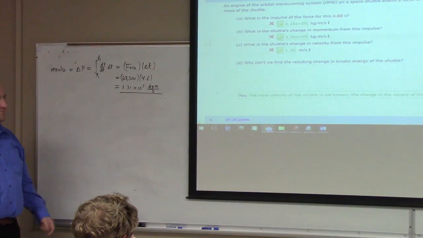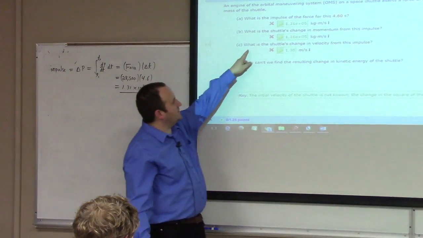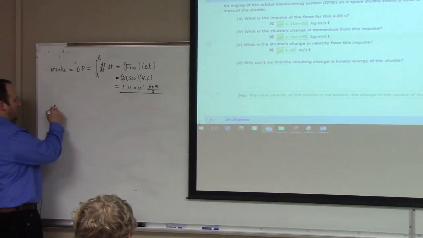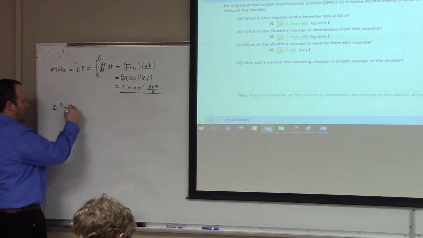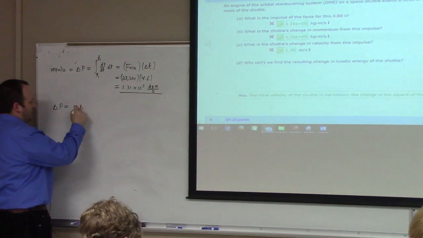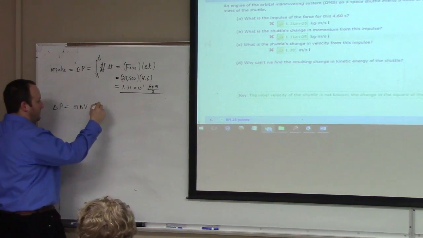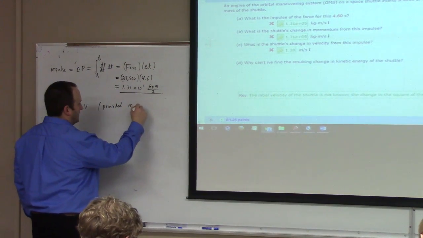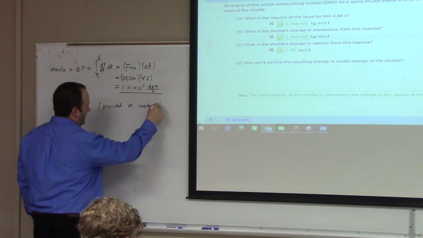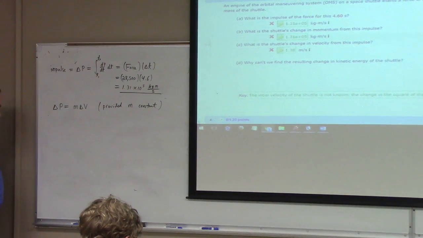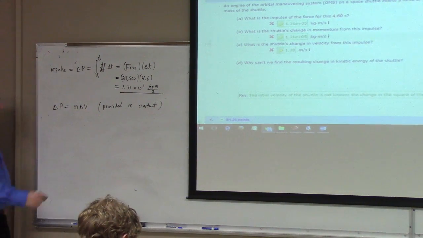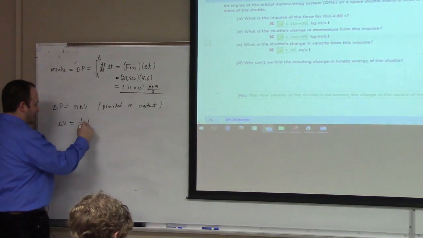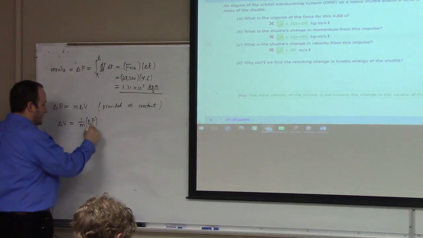The question? C, what's the shuttle's change in velocity from this impulse? Well, that's more interesting, right? So the change in momentum is equal to mass times the change in velocity, provided what? They didn't pay me enough this semester to study the variable mass problem. Sorry, guys. So we'll just deal with constant mass problems. I'm just kidding. I just don't feel like it.